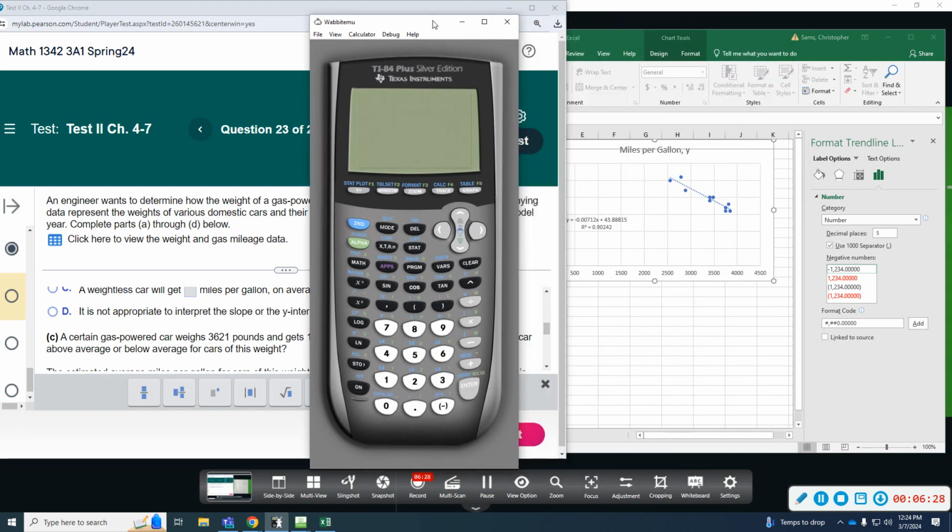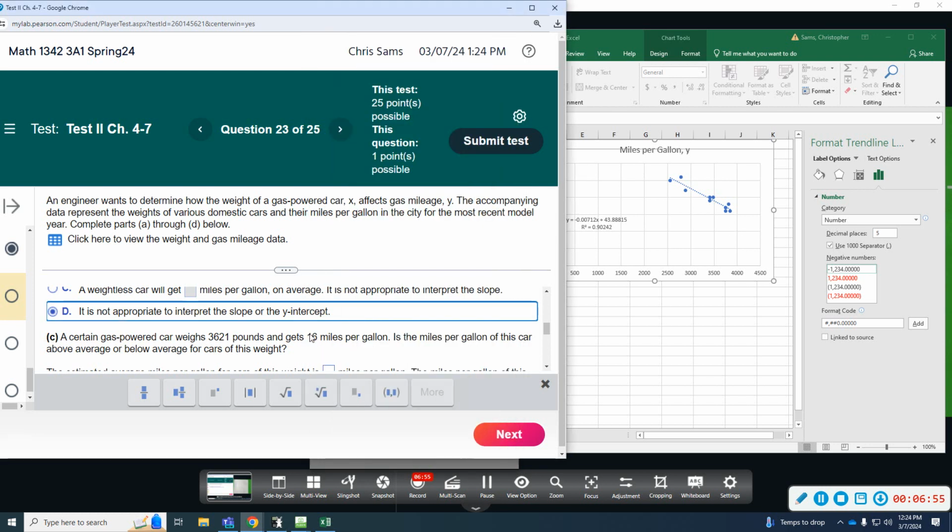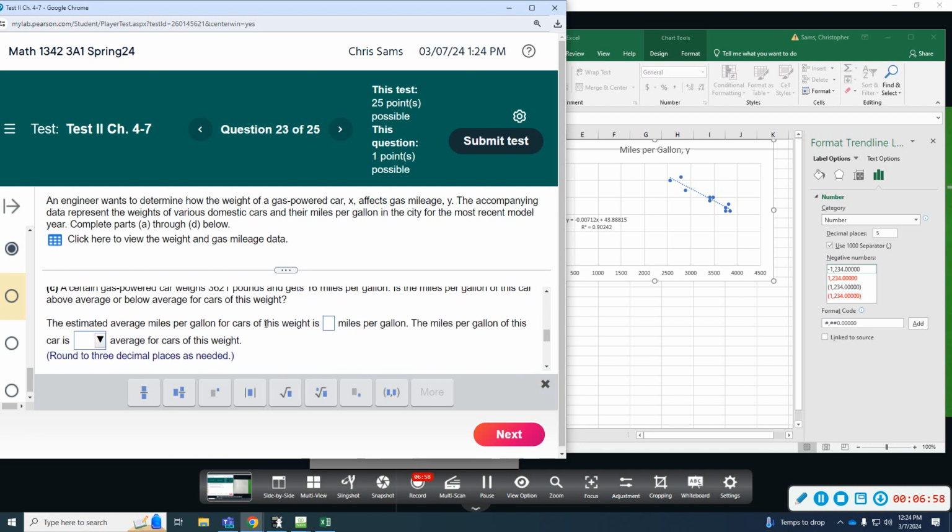So turn this on, 3621 times that slope of negative 0.00712 plus the y-intercept, which is 43.9 when we round it, 43.9. So just plug in that value. So that car, according to our model, would get 18. So the fact that this is getting 16 is below the average.